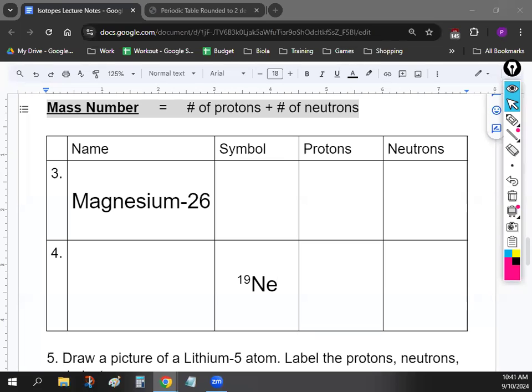All right, so let's talk about how we can use the mass number to identify different isotopes. We'll jump right into a practice problem. There are two different ways we can communicate the identity of an isotope. The first one is a name, which is pretty simple. You just write the name of the element, so magnesium, and then you put a dash, and then this number right here in the back, this is the mass number. So on your paper, I want you to write number 3, and I want you to write the name, magnesium-26. Just know that this number back here is the mass number. This number is protons plus neutrons.